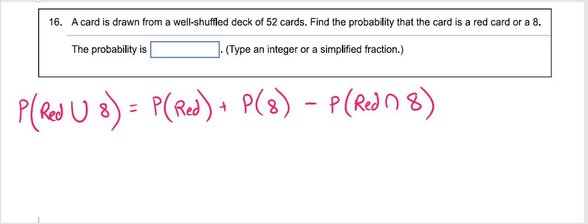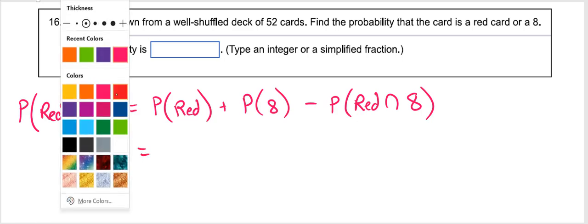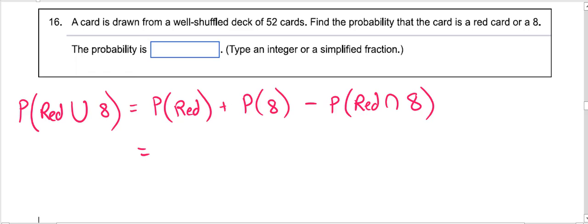Okay, we have 52 cards in the deck. How many of those cards are red? Well, half of them are red. Half are red, half are black. So that's going to be 26 out of 52. Okay. How many of them are 8s? Well, there's 4 in each suit, so 4 out of 52 is the probability that it is an 8.